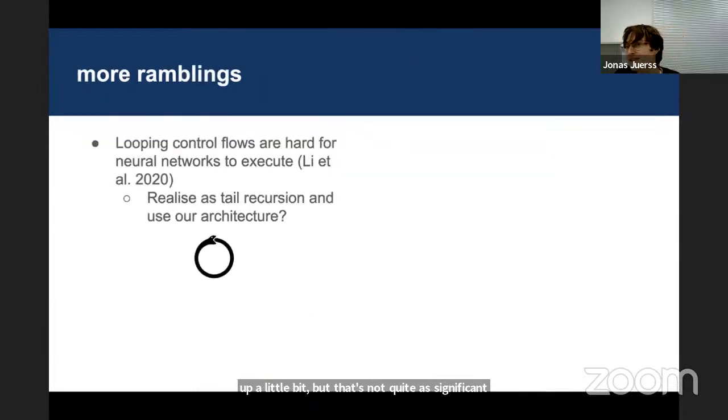And now just some more general thoughts on this whole idea. So, for instance, it has been shown that looping control flow, so for loops, can't really be learned by neural networks very well. But the nice thing is if we can learn recursion, then we could also learn tail recursion, right? So it is definitely promising that our method would also help to align this kind of thing.